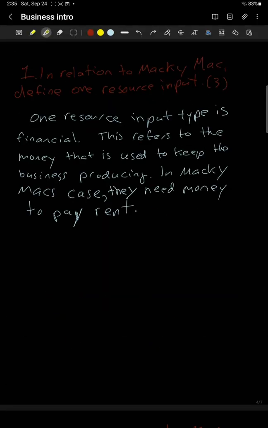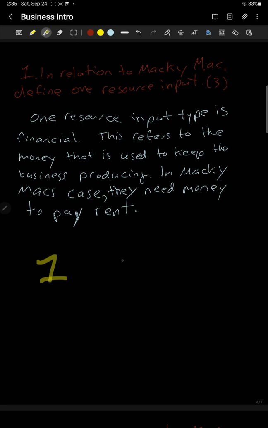Question 1. In relation to Mackie Mac, define one resource input, 3 marks. Now, I know it doesn't say so, but it actually asks you to do 3 things. The first one is to list a resource input. Then you have to define it, and then you have to relate it to Mackie Mac's. So if you take a look at my answer, one resource input type is financial. That's 1 point. And I'm using the same language as in the question. That makes it easier for the grader to see. Next thing I write, this refers to the money that is used to keep the business producing.